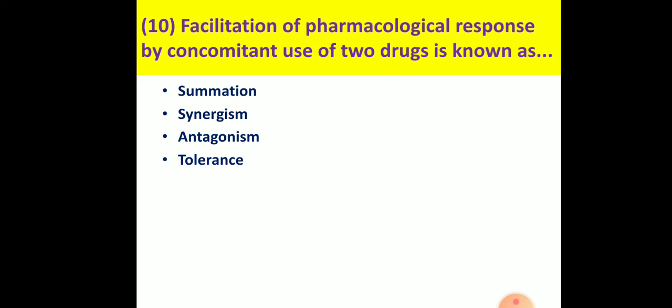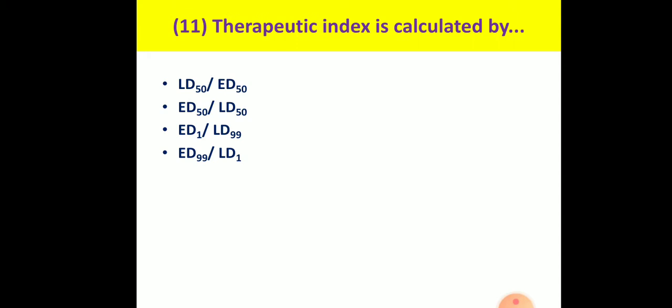Then facilitation of the pharmacological response by concomitant use of two drugs. It means that when you are using the two drugs, the effect is more than 2, not equal to, and that's why it is known as a synergism. Then therapeutic index is very easy. Therapeutic index is a measure of the safety of the drug. It is calculated by dividing LD50 upon ED50, and more the therapeutic index, more the safe will be the drug.